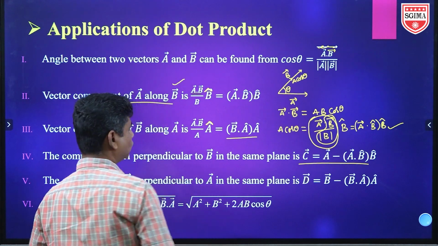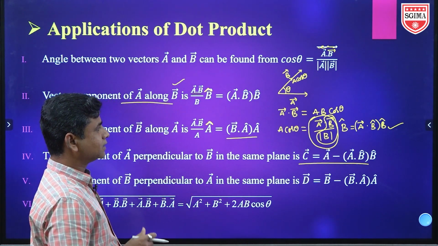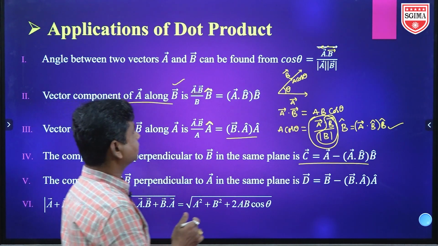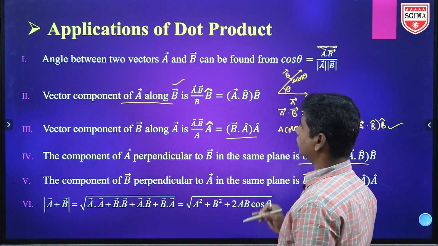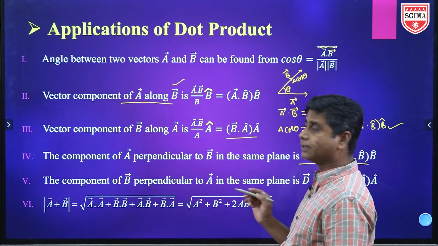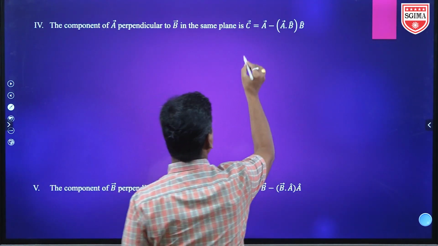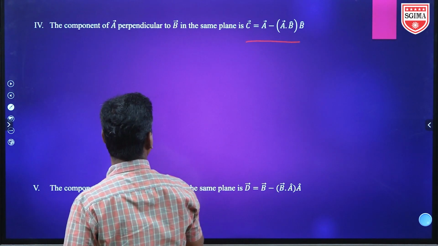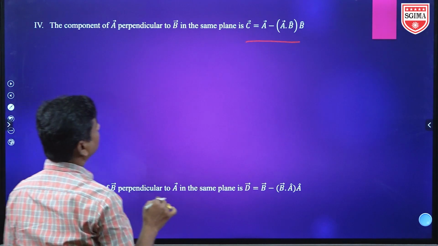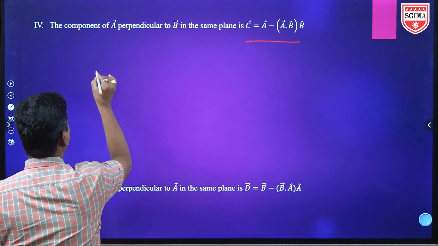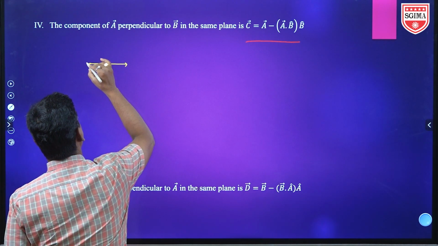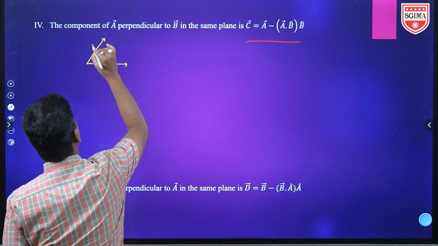Next, the component of a bar perpendicular to b bar in the same plane. Actually, the previous point was the component along the direction of the vector, the component of a bar along b bar, but here it is the component of a bar perpendicular to b bar in the same plane. Here c bar equals a bar minus (a bar dot b cap) into b cap. For this, take the a bar vector and the b bar vector.